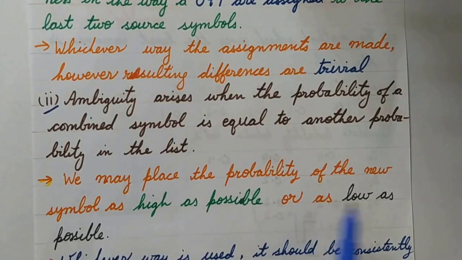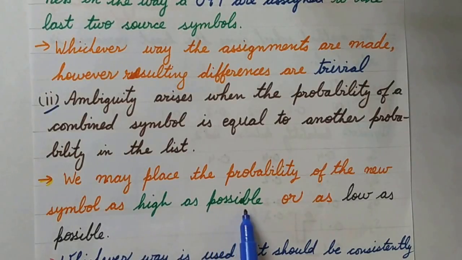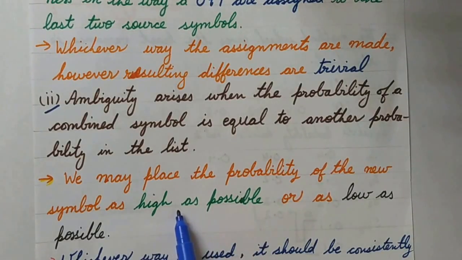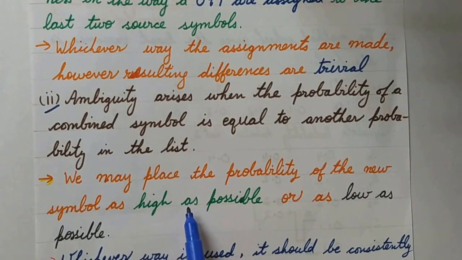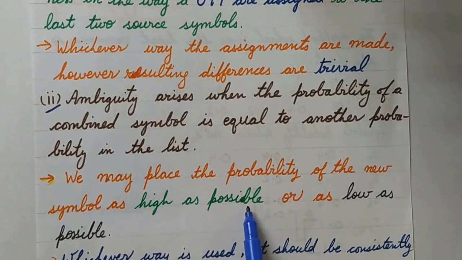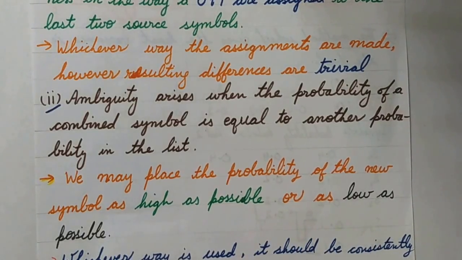It will be very clear from the numerical. We may place the probability of the new symbol as high as possible. It means if the sum is the same as the probability value of another symbol, in that case the sum can be placed on top of the probability which is of the same value in the question, as high as possible, or I can place the added value of the probability below the same value probability in the question, or as low as possible. It will be very clear from the question.